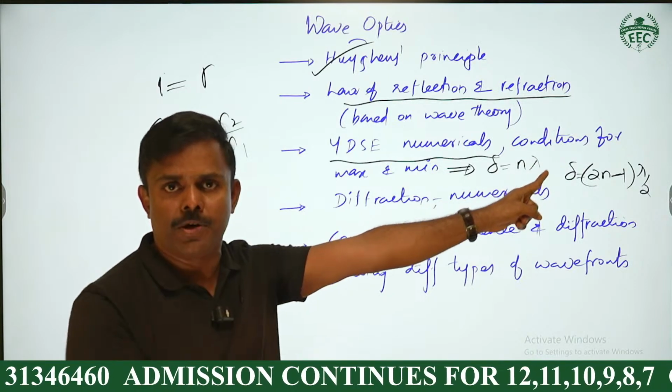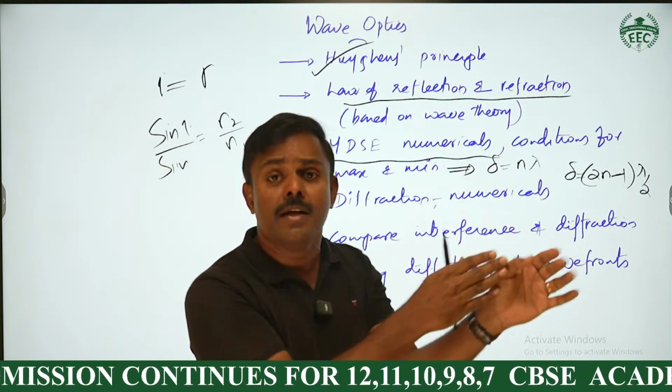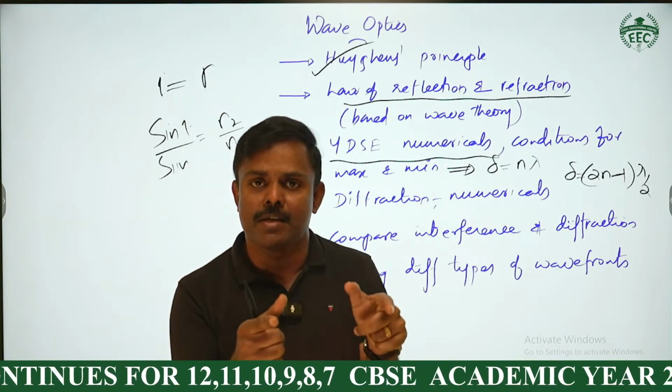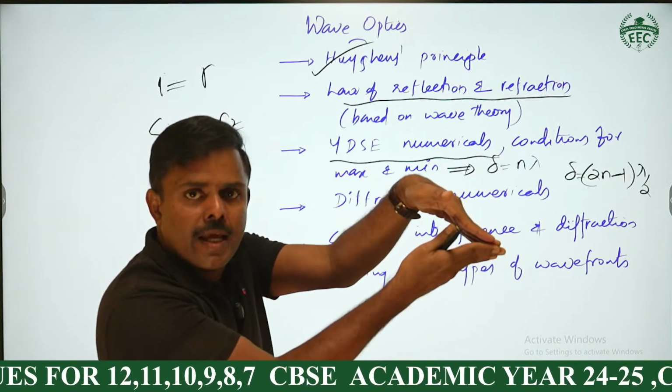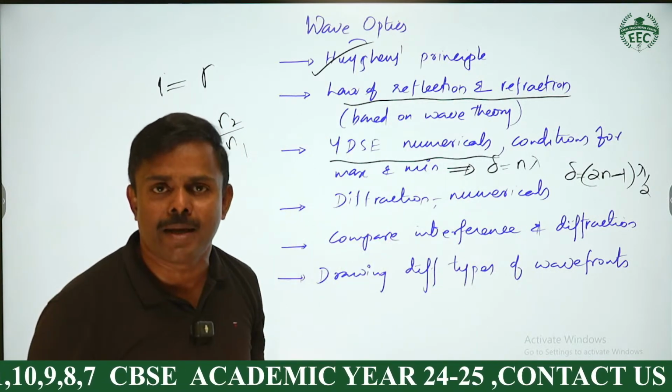Why? That is another important question. I expect that question this year. The Excel team suggests this question because it's so important. It has come so many times. Why is the central band always a maximum? Because the paths are identical. Path difference is 0, phase difference is 0, so the central band will be a maximum.